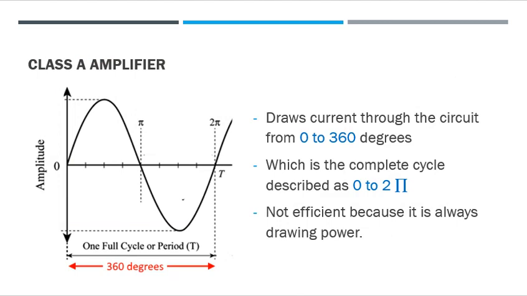The first amplifier we'll look at is a Class A. A Class A draws current throughout the circuit from 0 to 360 degrees. So we'll see a complete cycle. One complete cycle is 0 to 2 pi. It's not efficient because it is always drawing power.